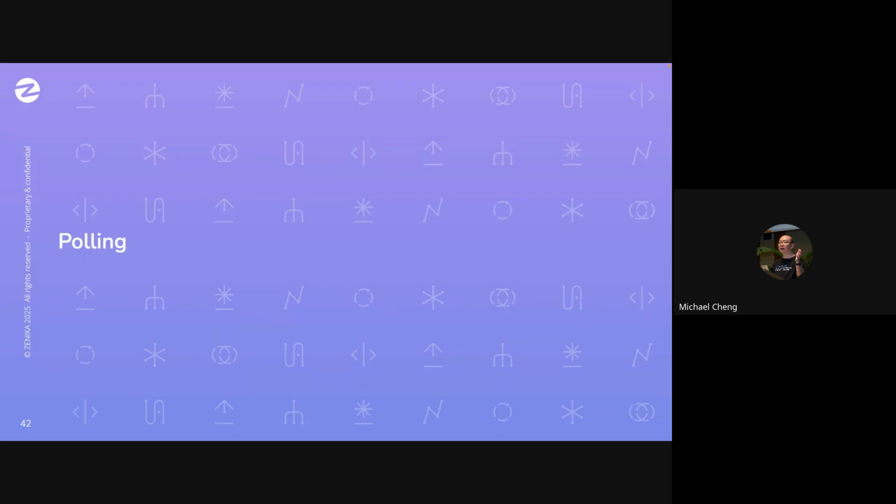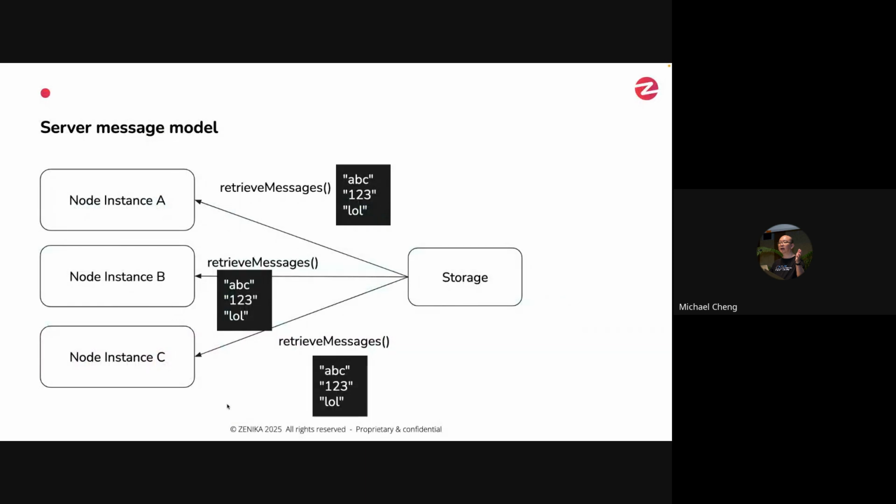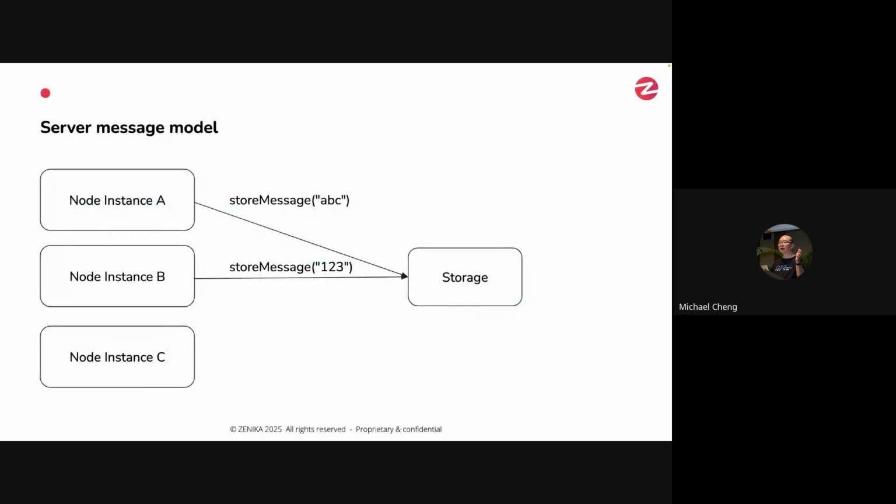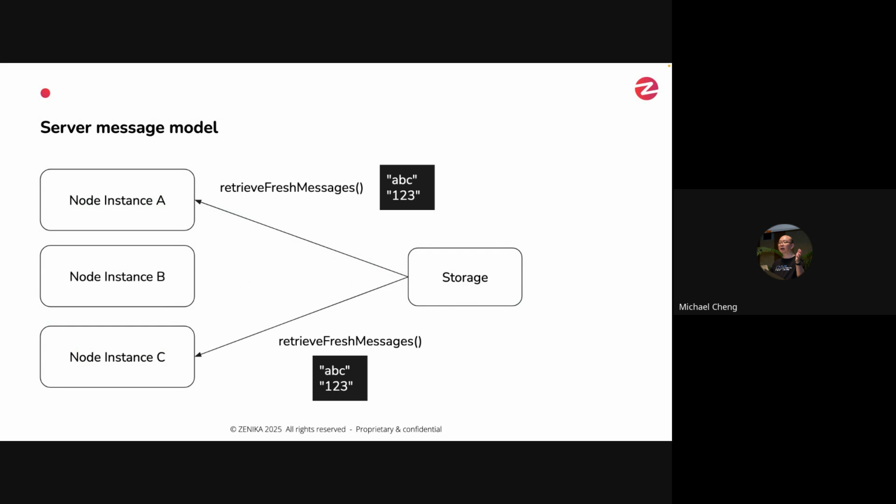So we want to talk a bit about polling, right? Because when we are handling multiple instances, not all the data has been broadcasted to the client. But how does the server know that new data is in the database? So we can actually do a very simple method of doing this. Let's say you store messages, and then you retrieve fresh messages.